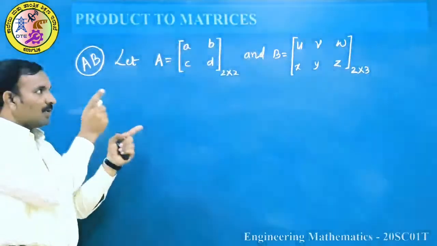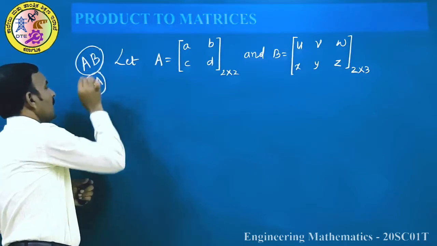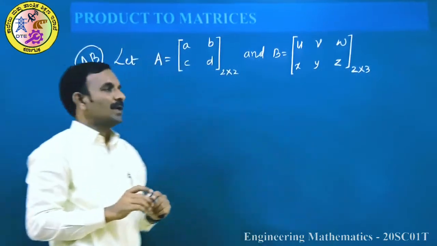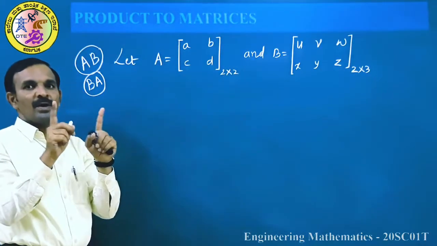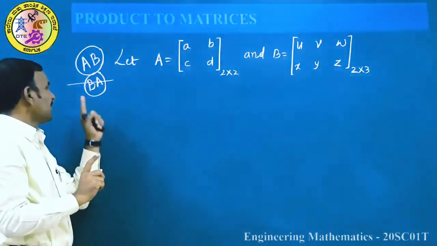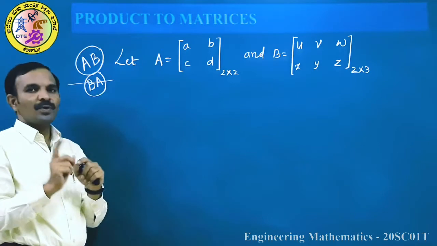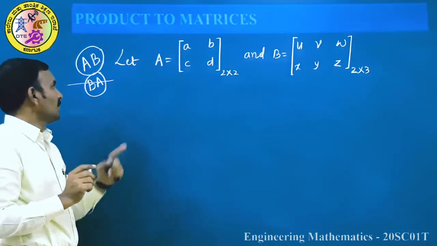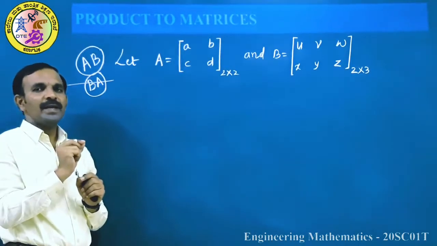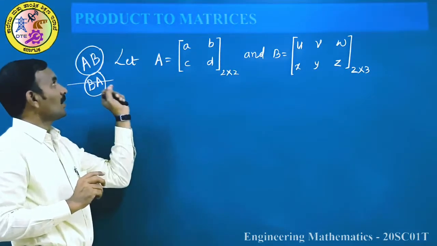Here is it possible to find out B into A? We can check B into A. Now number of columns in B is 3. Number of rows in A is 2, that is not equal. Therefore BA does not exist, because the number of columns in the first matrix must be equal to number of rows in the second matrix, which is not possible in case of BA. For given A and B matrices we can find out only AB, but it is not possible to find out B into A. That is the condition for product of matrices.